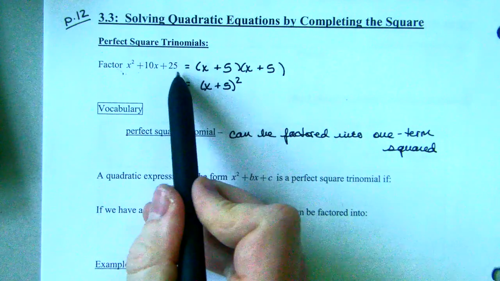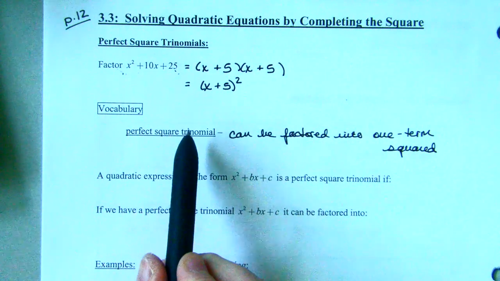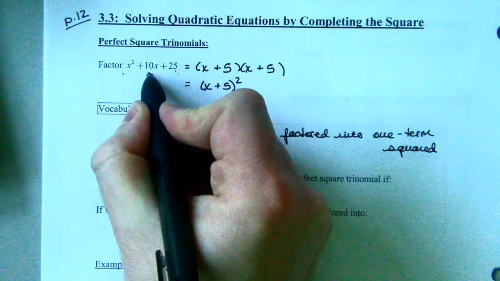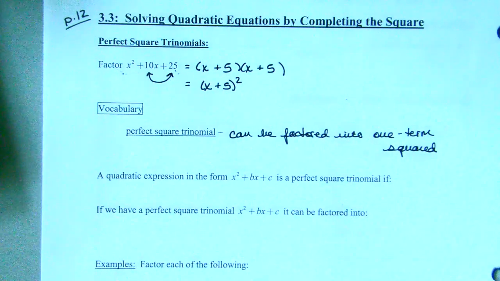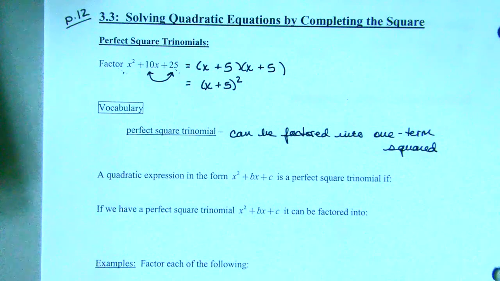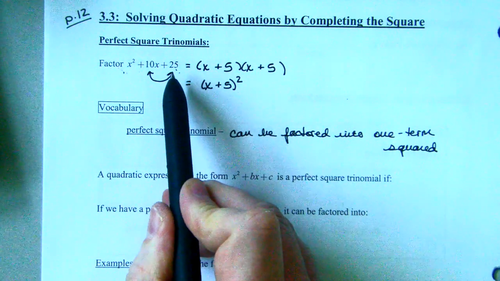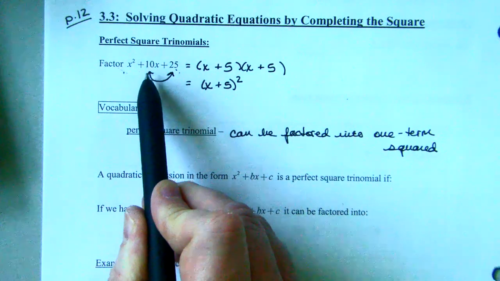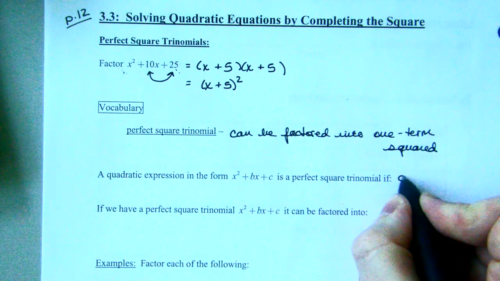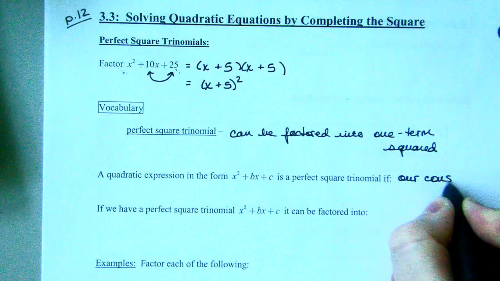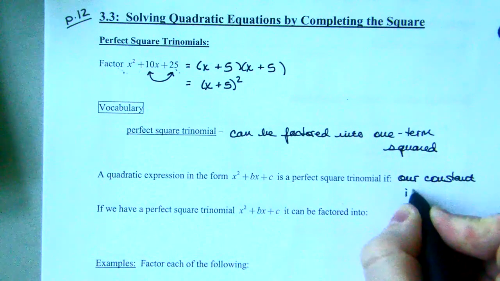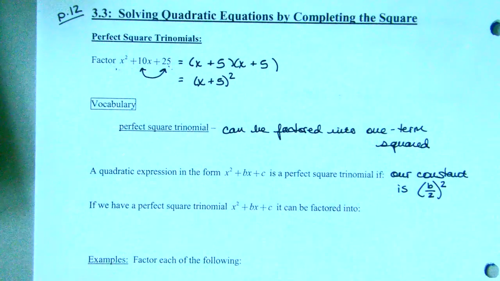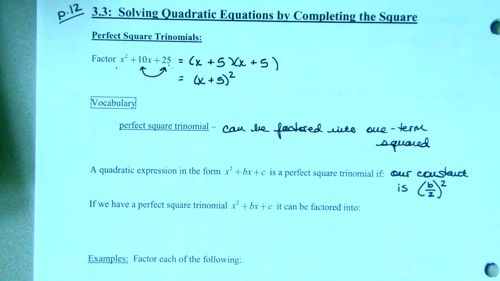Write that down, please. Now, in this problem, notice, do you notice a relationship between 10 and 25? If our constant is half the middle number squared, we will have a perfect square trinomial. Because half of 10 is 5, square that, you get 25.